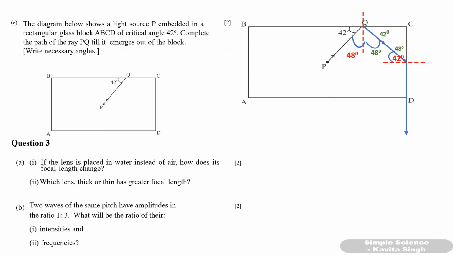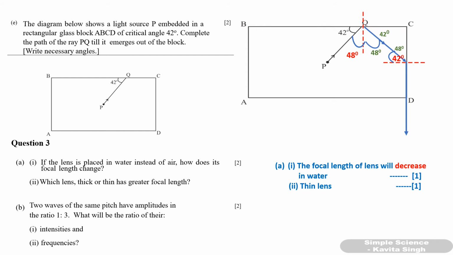Okay, question number 3. A, first part. If the lens is placed in water instead of air, how does its focal length change? Second part, which lens, thick or thin, has greater focal length? So the answer is, when the lens is placed in water, its focal length will decrease. Okay, because water has refractive index more as compared to air. So when the medium in which the lens is kept has higher refractive index, its focal length will decrease. Now which lens has a greater focal length, thick lens or thin lens? So thin lens has greater focal length.